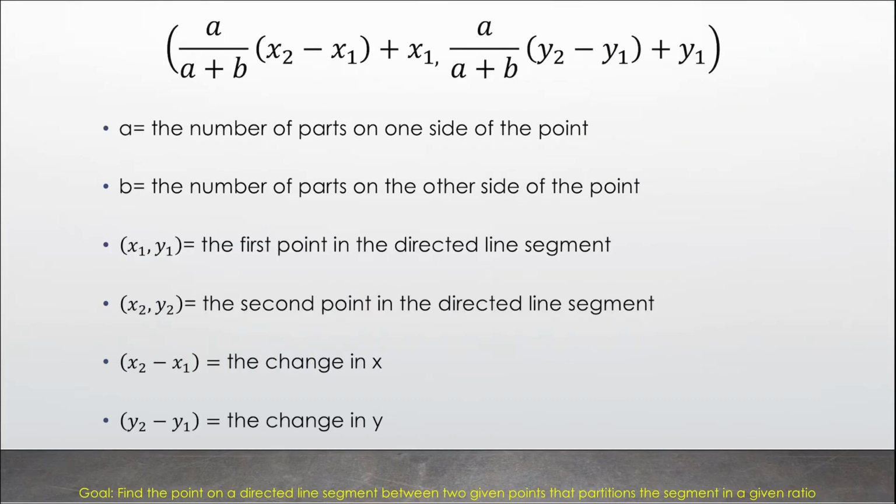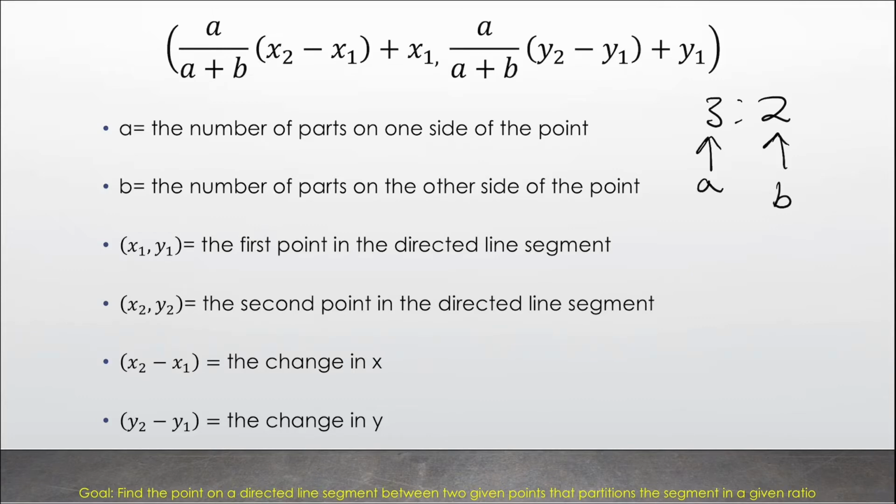Okay, so A is the number of parts on the one side of the point. So if I'm given I want a 3 to 2 ratio, my first ratio point is my A. B equals the number of parts on the other side of the point. That's my second part of my ratio.